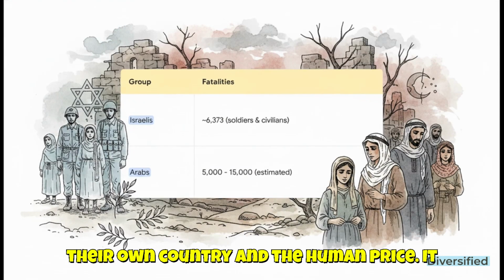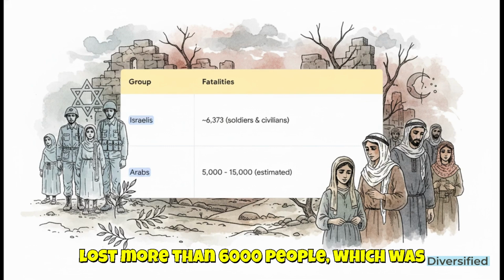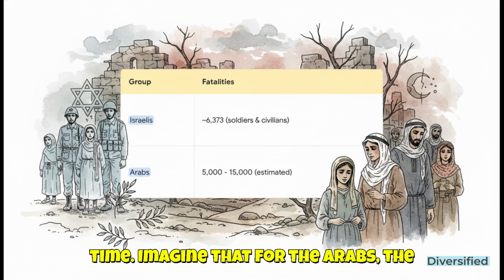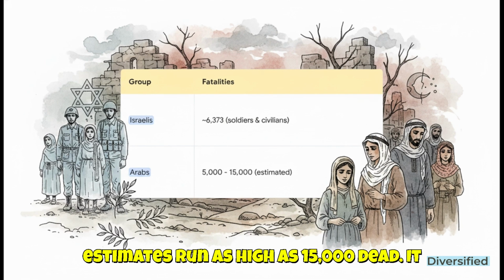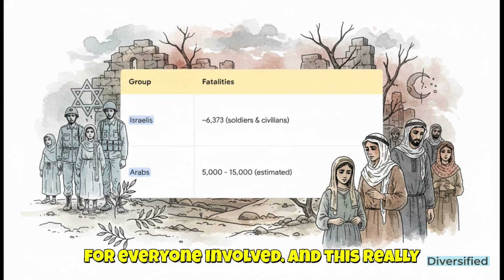And the human price, it was just staggering on all sides. Israel lost more than 6,000 people, which was about 1% of its entire population at the time. Imagine that. For the Arabs, the numbers are harder to confirm, but estimates run as high as 15,000 dead. It was an incredibly bloody and tragic war for everyone involved.